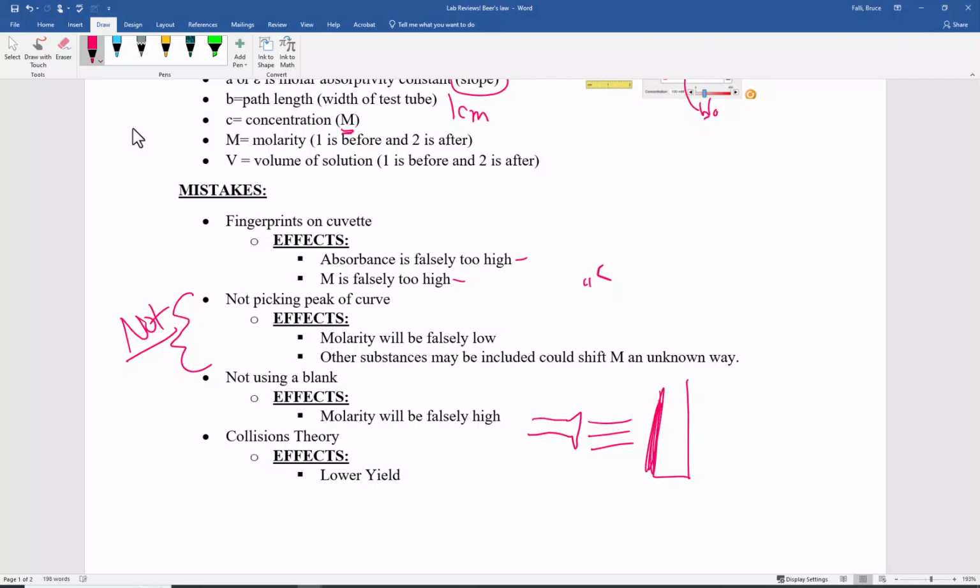Just by being a piece of glass, it absorbs some, right? And just by being water, it absorbs some. So what you have to do first is put in a blank, which just has distilled water, and you'll get a reading of absorbance, say it's like 0.03. Then you have to subtract the 0.03.